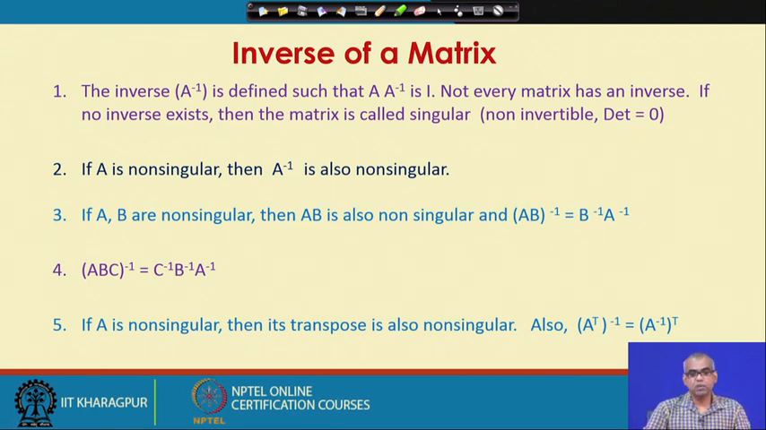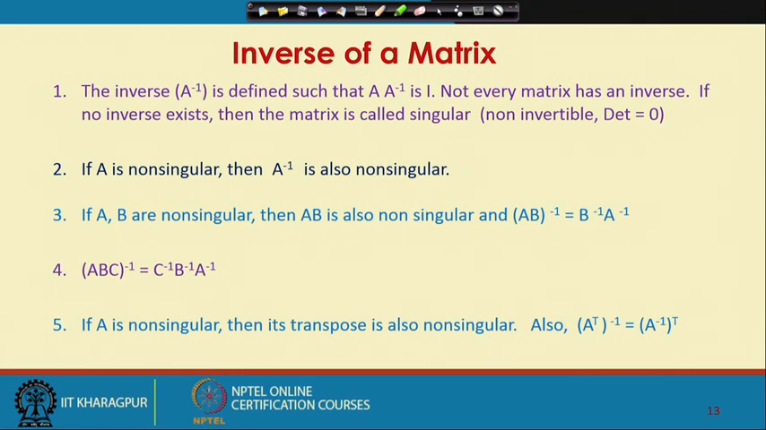Here are some properties of inverse of a matrix. The inverse A inverse is defined such that A into A inverse is equal to identity matrix I. Not every matrix has an inverse. If no inverse exists, then the matrix is called singular matrix. It is non-invertible. The determinant of that matrix will be equal to 0. If A is non-singular, then A inverse is also non-singular.